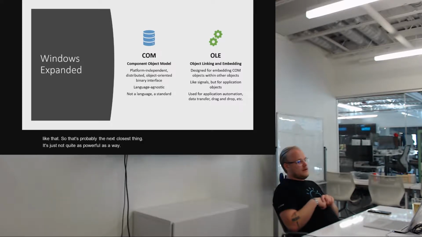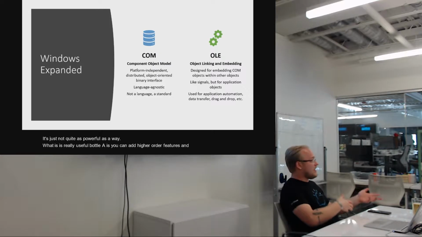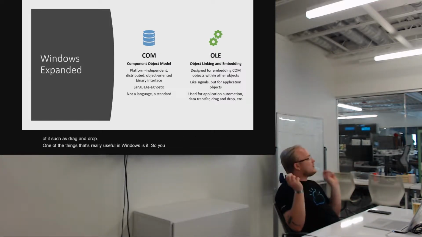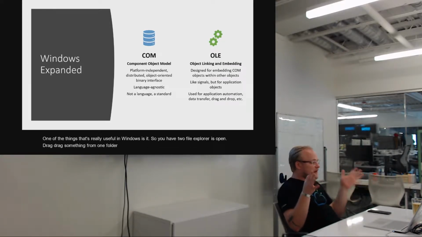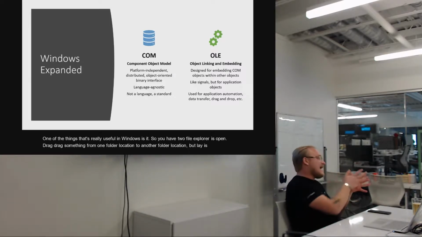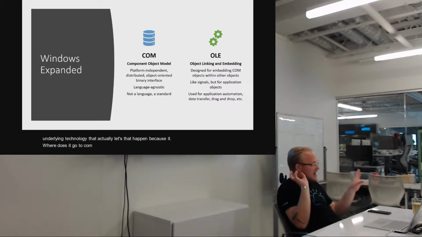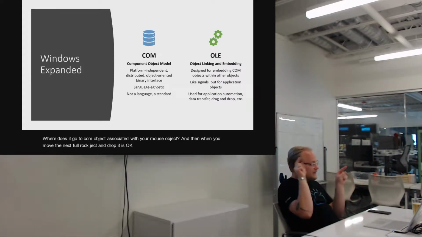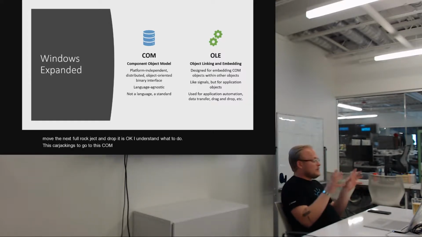One of the things that's really useful about OLE is you can add higher order features and functionality on top of it, such as drag and drop. So one of the things that's really useful in Windows is, let's say you have two file explorers open, and you want to drag something from one folder location to another folder location. OLE is the underlying technology that actually lets that happen, because it creates a COM object, associates it with your mouse object, and then when you move to the next folder object and drop it, it says, "Oh, okay, I understand what I'm supposed to do. This COM object needs to go to this COM object. OLE, please transfer it for me, do what you have to do."